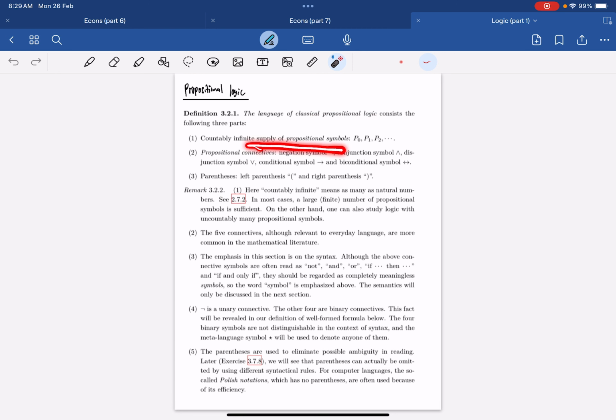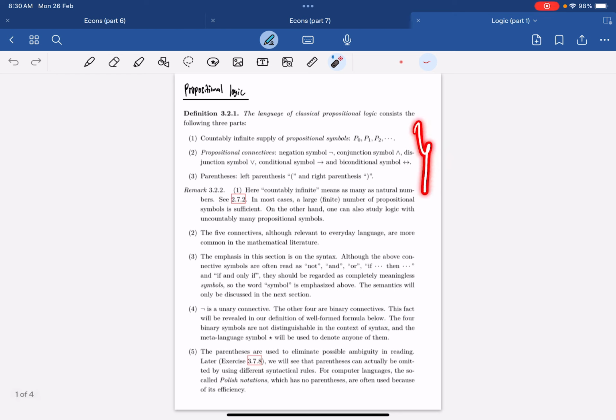So you just have a bunch of propositions and symbols, and then some connectives, the 5 connectives, which are negation, conjunction, disjunction, conditional, and biconditional. And then with that, you have the parentheses as well.